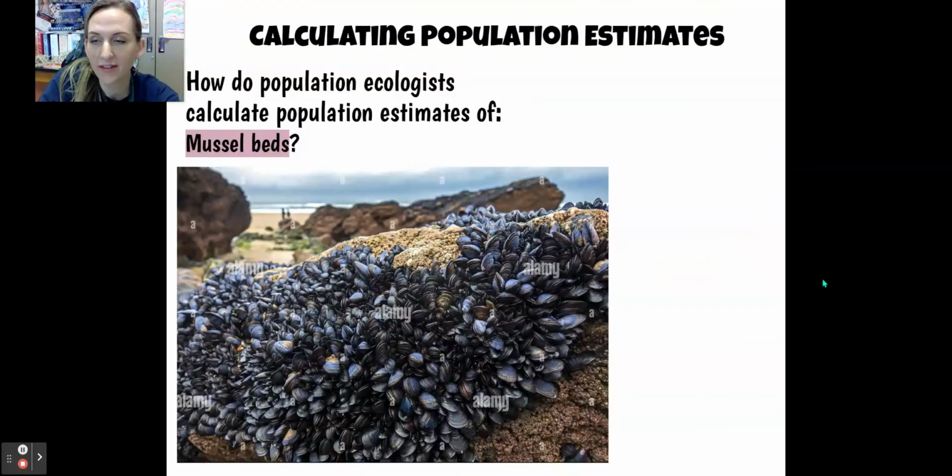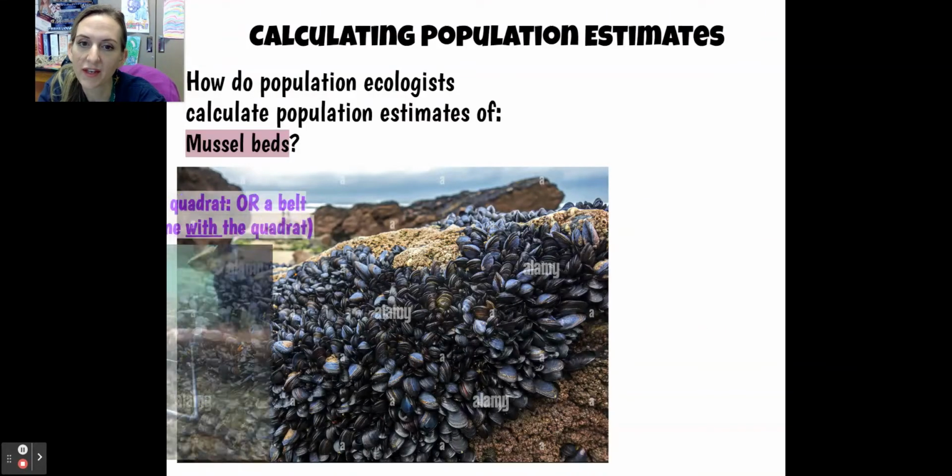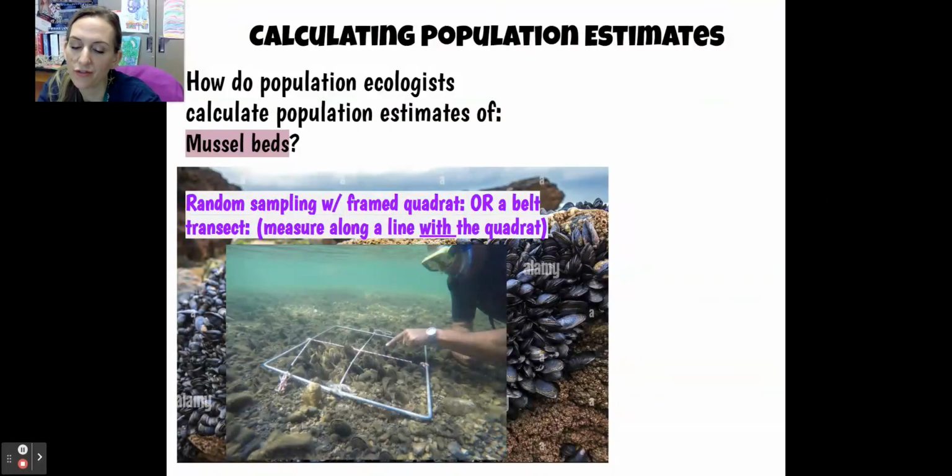If it was mussel beds, something to consider is they don't move, they're small, there is a lot of them. Putting a tag on them would be pointless because they're not moving at all. For that, we would use a framed quadrat or a quadrat, and we could do random sampling. We could also do a belt transect with a line.